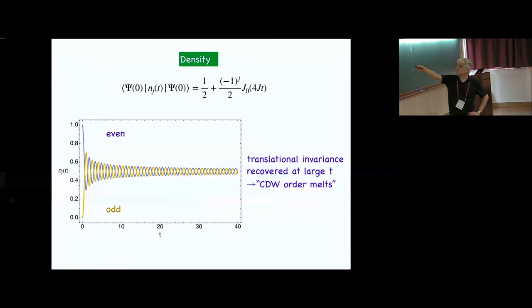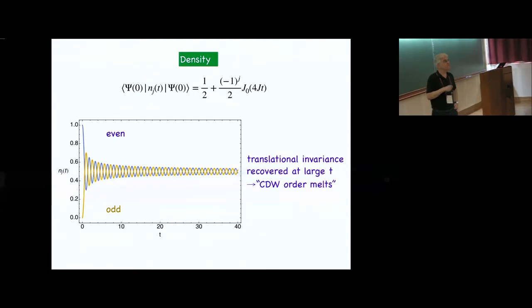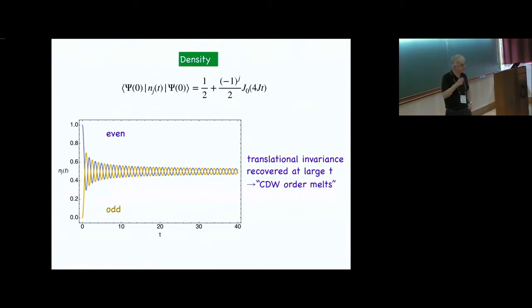So initially, that expectation value at time t equal to 0 would be 1 on all even sites and 0 on all odd sites, because that's how I had chosen the initial state.